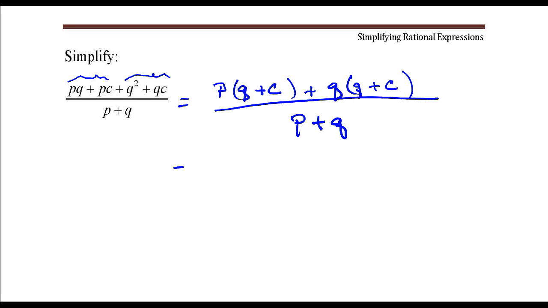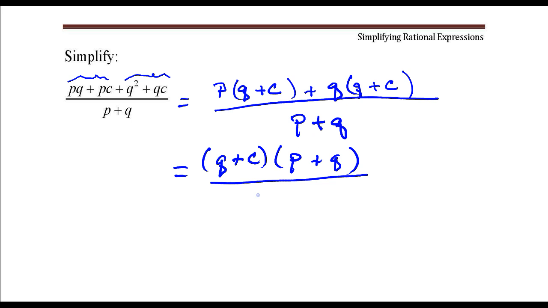Alright, I'm not completely done here with the numerator. I still need to factor the common binomial, and you can see that Q plus C is the common binomial, so go ahead and factor that out, and I'll be done with the factorization after that. So we'll factor Q plus C out, and if I factor Q plus C out of this first part, I'm left with P. If I factor Q plus C out of the last part, I'm left with just plus Q. Everything divided by P plus Q.